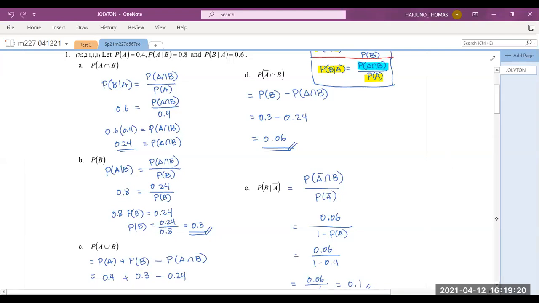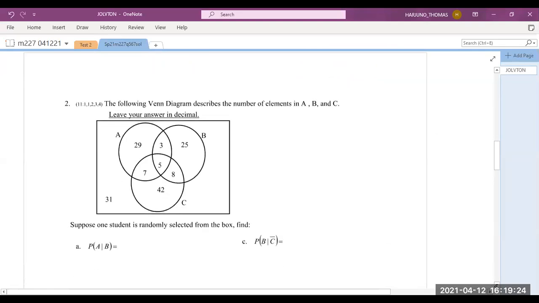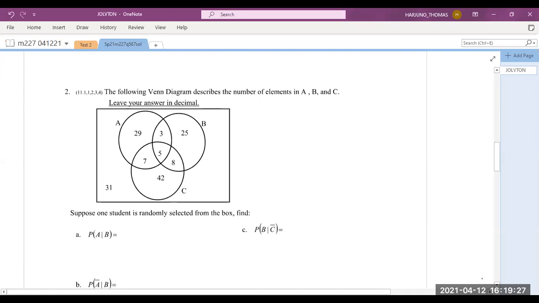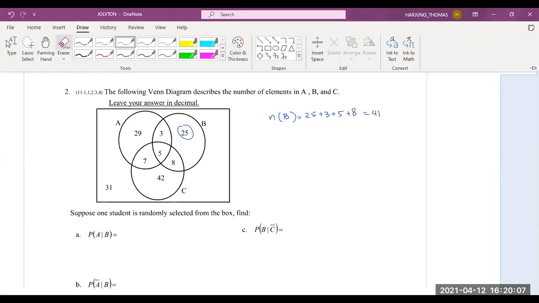Okay. Now let's go on. Number two. The following Venn diagram describes the number of elements in A, B, and C. Leave your answer in decimal. Suppose one student is randomly selected from the box. Find the probability of A given B. Knowing that person is in B, let's find out first how many elements are in B. In B, there are this guy, this guy, this guy, this guy. So that will be 25 plus 3 plus 5 plus 8, that's 41. There are 41 elements in B.